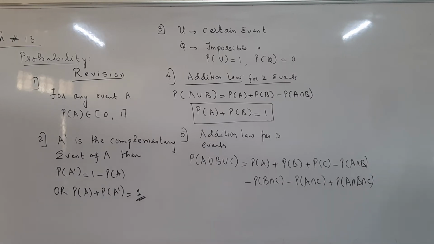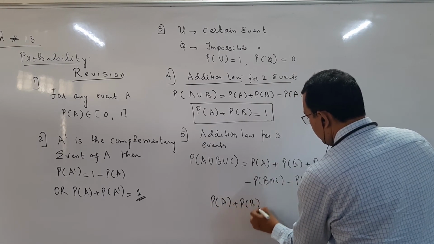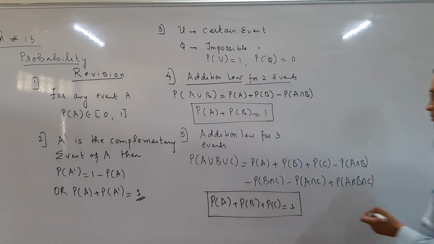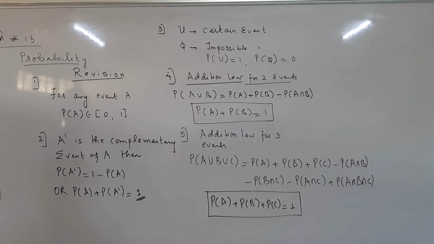Individual probabilities are added, pairwise intersections are subtracted, plus intersection of all 3, and for mutually exclusive and exhaustive events A, B and C, the addition law changes to P of A plus P of B plus P of C is equal to 1, because all intersections will be null set and A union B union C will be U. So left hand side turns 1 and right hand side will be only P of A plus P of B plus P of C. So these are the basic formulas which we have already studied in standard 11.